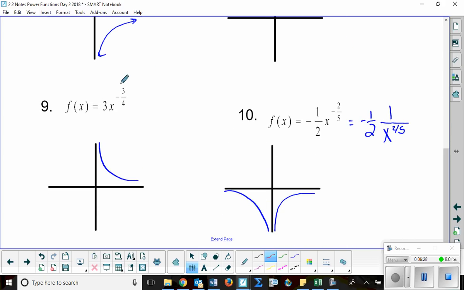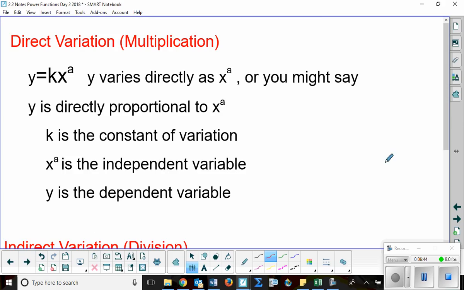Why is this only in the first quadrant? Why is this one in quadrants 3 and 4? So those are things to think about, and then come back to class the next day, and we can talk about any of the ones you're still having questions on. From here, you can pause the video and take some notes on direct variation.